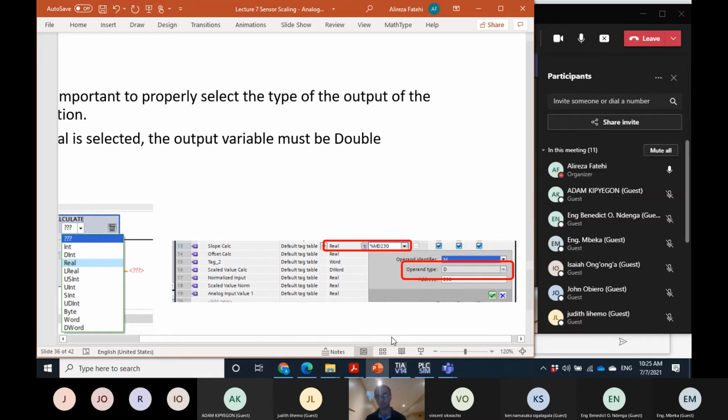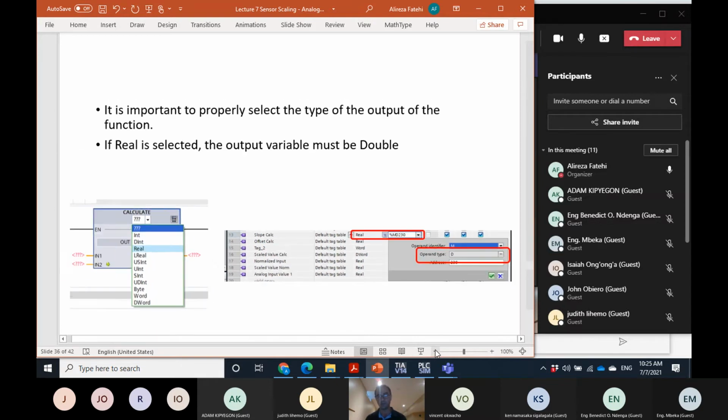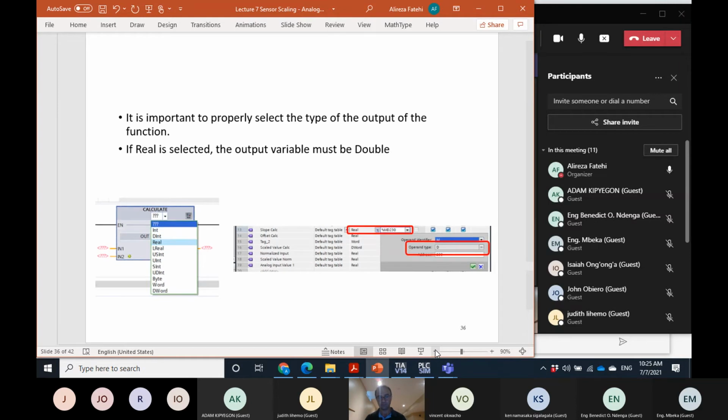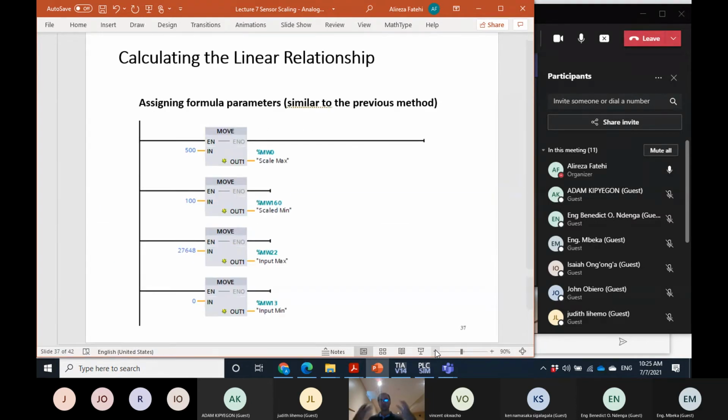It should be a double word, otherwise there would be an error. Okay, this is something that we have already studied. So let's this time implement that scaling formula by calculate. Again, we need this assignment. This is something we need anyway, to assign these values to the memories for the scale max min and input max min.